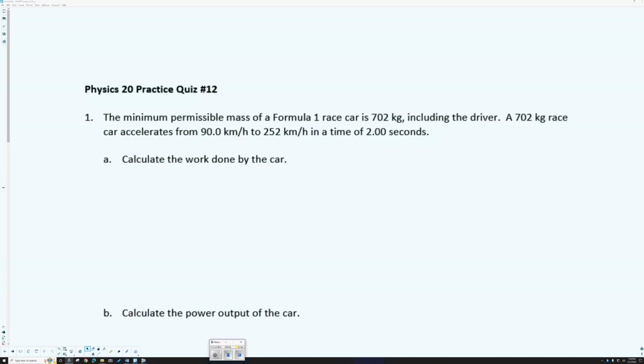It's accelerating from 90 kilometers per hour to 252 kilometers per hour. We're going to draw attention to this so we don't forget to convert that to meters per second. Now let's write down some givens here. We've got a mass here of, in this particular car, the minimum possible mass is the mass of this car. It's 702 kilograms. We're going to say our initial speed is 25 meters per second. That's really 90 kilometers per hour.